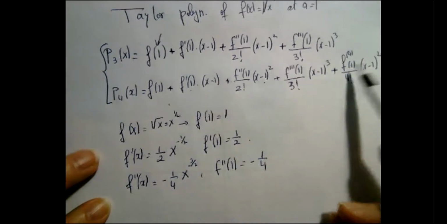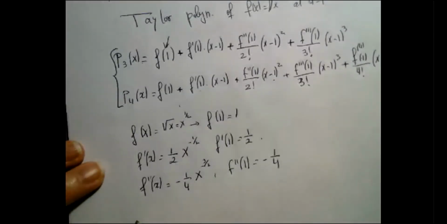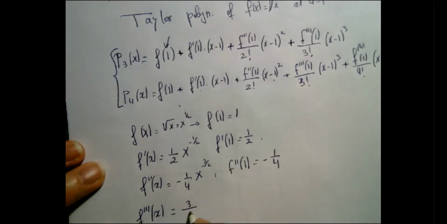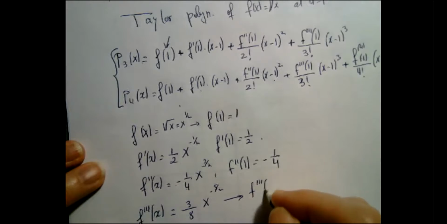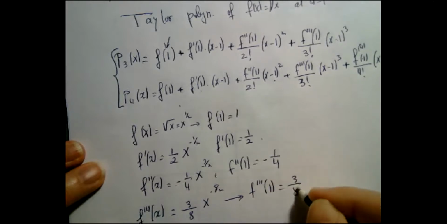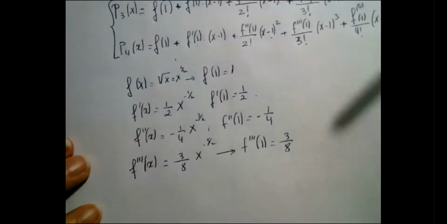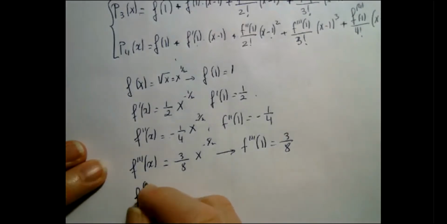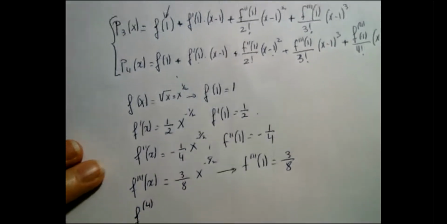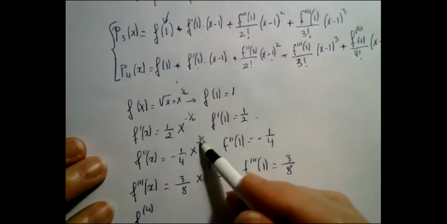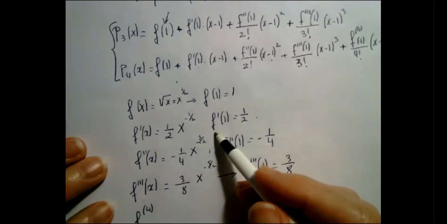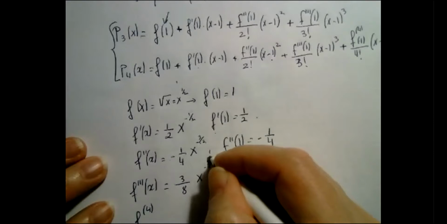So I need up to the fourth derivative. So the third derivative, it means I keep differentiating. Minus times minus is a plus. One half times 3 halves is 3/8, x to the minus 3 halves minus 1, which gives the third derivative at 1. So it's just tedious computation. And finally, the fourth derivative. What is the power for the third derivative? Minus 3 halves minus 1 gives me minus 5 halves.